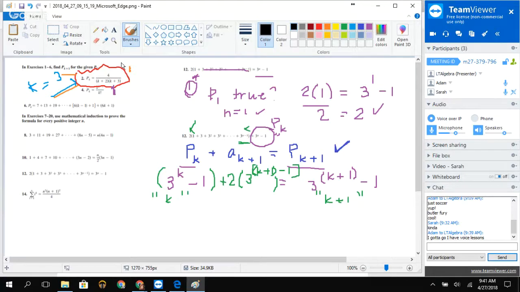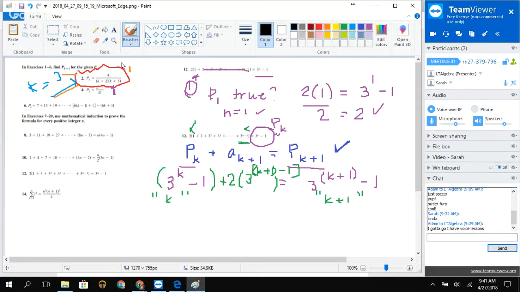Okay, so then when I start simplifying, we have 3 to the k minus 1 plus 2, and then we have k plus 1 minus 1. So 2 times 3 to the k. And then over here we have 3 to the k plus 1 minus 1. That's what happens when we clean it up.